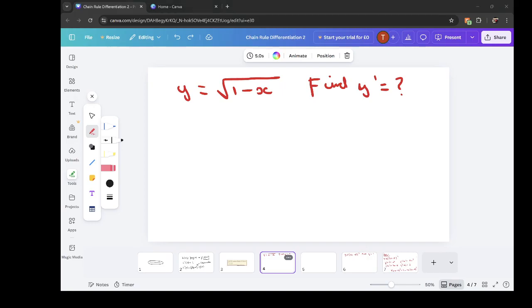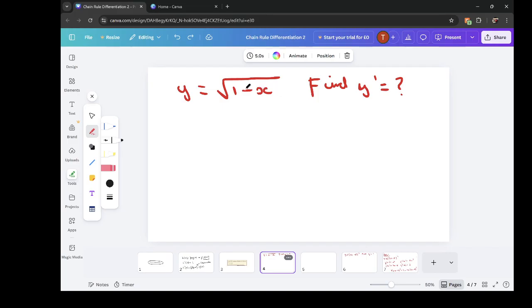Now, this is a little bit of a harder question, and if you haven't watched the video on chain rule differentiation, I'd advise going back and reading through that before attempting this question over here. So just pause the video and have a go at this question now. Okay, hopefully you've had a go.